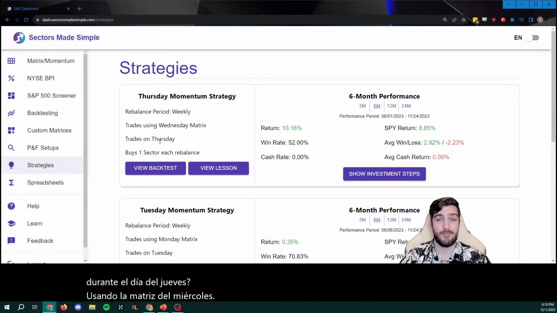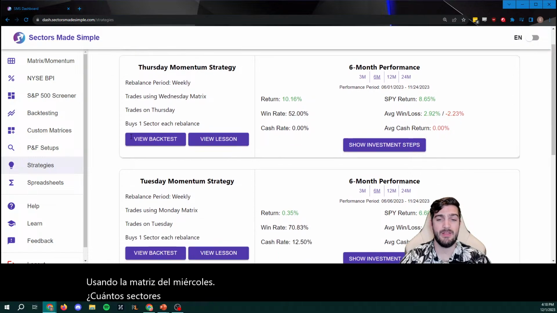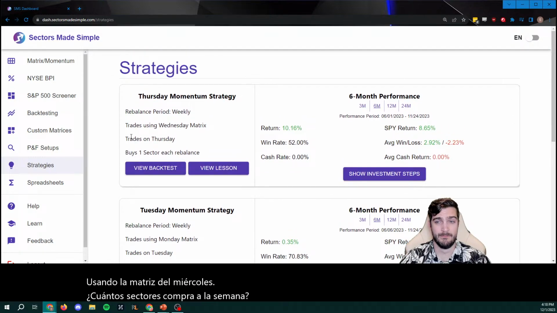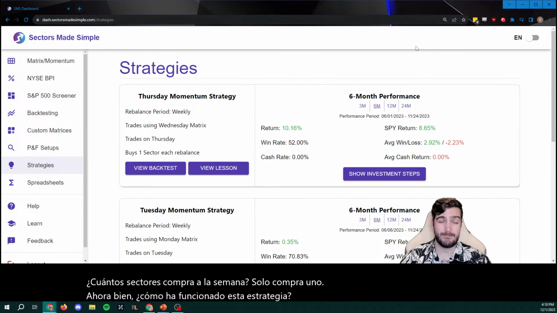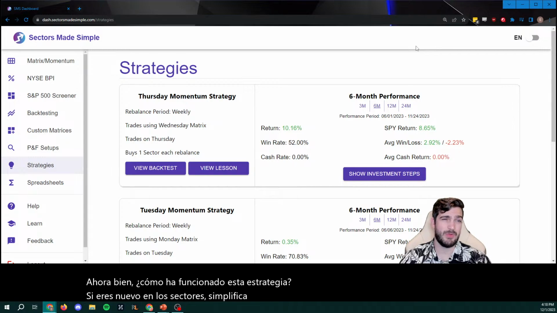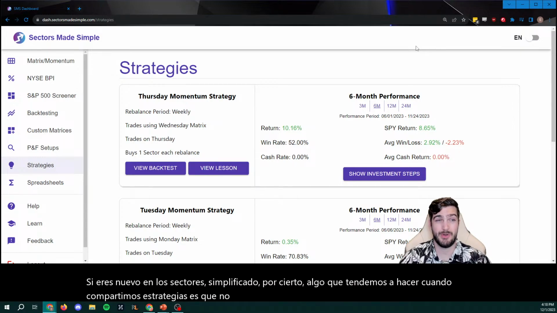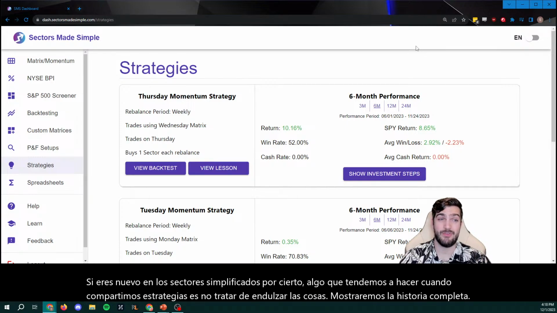How many sectors does it buy per week? It only buys 1. Now, how has the strategy done? If you're new to Sectors Made Simple, by the way, something we tend to do when we share strategies is we don't try and sugarcoat things. We will show the full story. So, with that said, how has the strategy done?